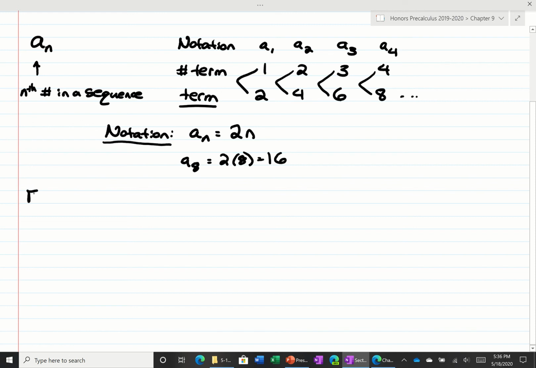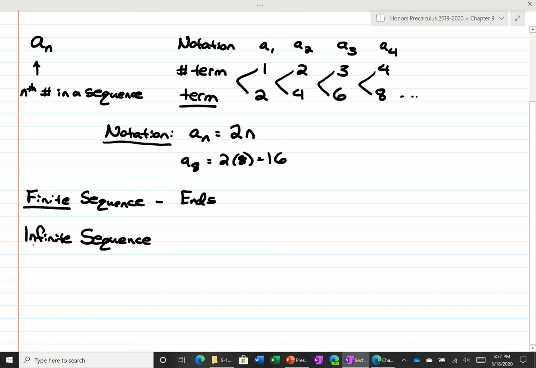Now just some definitions. A finite sequence ends. Finite as opposed to an infinite sequence, which is a list that goes on forever.